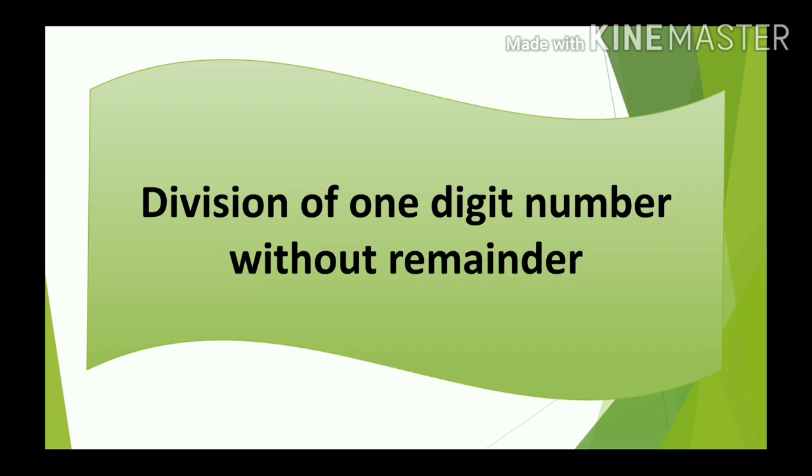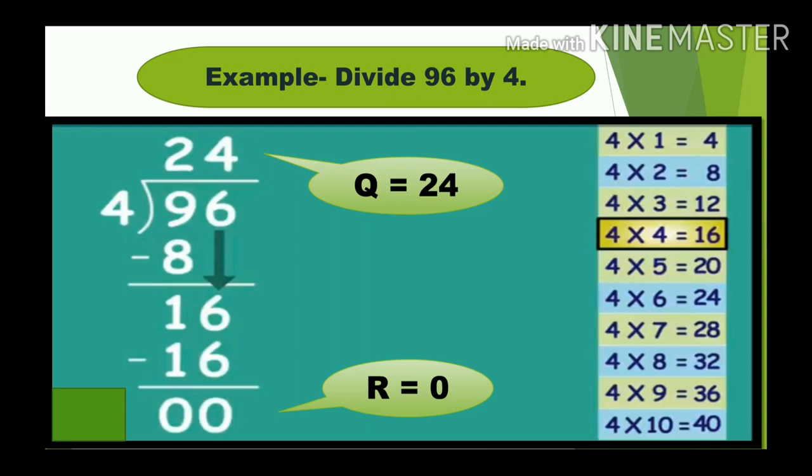Now, division of one digit number without remainder. Here I am giving you an example. Divide 96 by 4. So here we have to do the division in the long method.